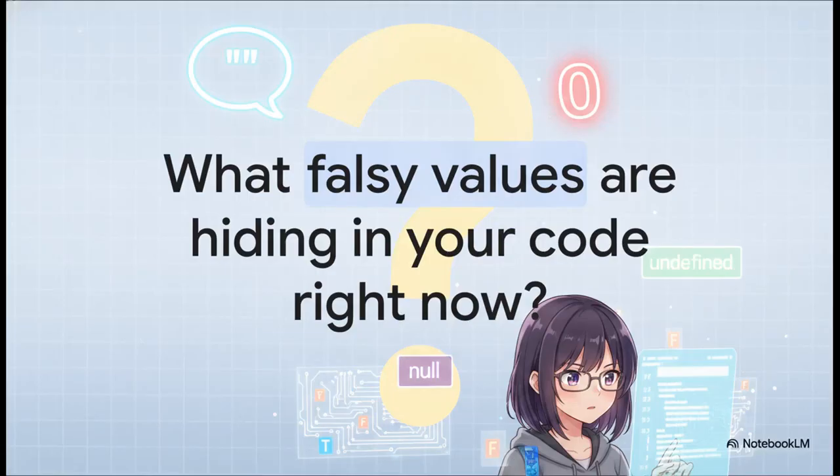To wrap up our mentorship session today, I want to leave you with this question to chew on. What invisible, falsy values are hiding in your code right now? Think about the variables you've defined recently. Could an unexpected empty string or a stray zero be quietly breaking your logic? Go back to your editor, take a look at your current project through this brand new lens, and see what you find.